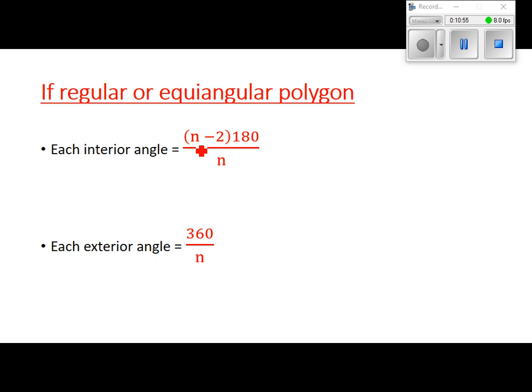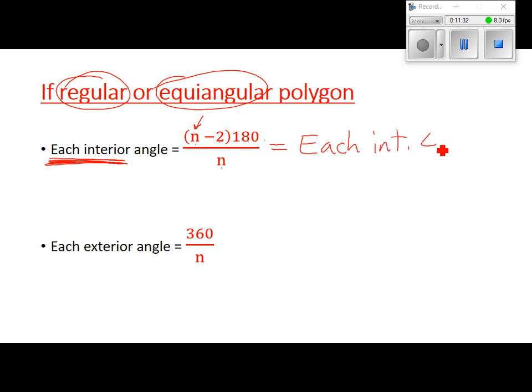If a shape is regular or equiangular and we want to find each interior angle, then we just use this formula: n minus 2 times 180. So we put in the number of sides for n, figure that out, times it by 180, and get that answer. That tells us the sum of all the interior angles. And then since we know it's regular or equiangular, either one of them, we just divide by how many angles there are or how many sides there are, and that's going to tell us each interior angle measure. It's going to tell you each angle separately.